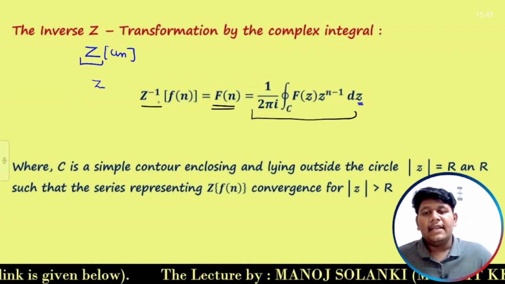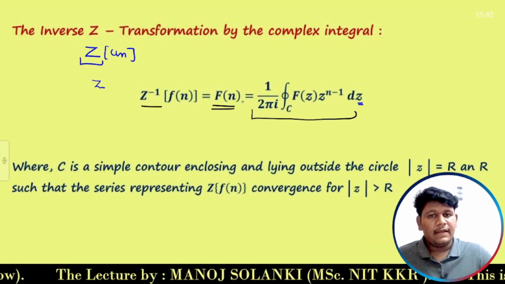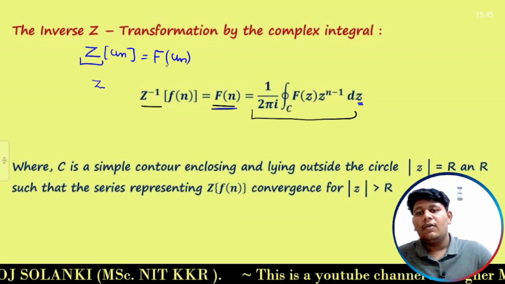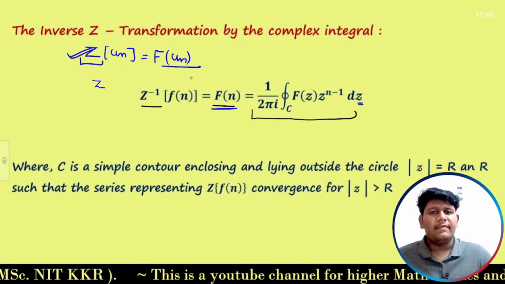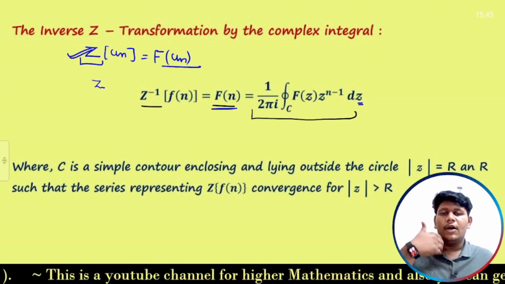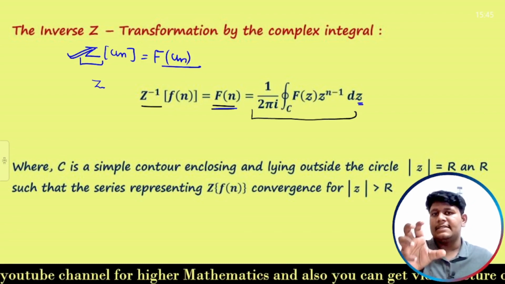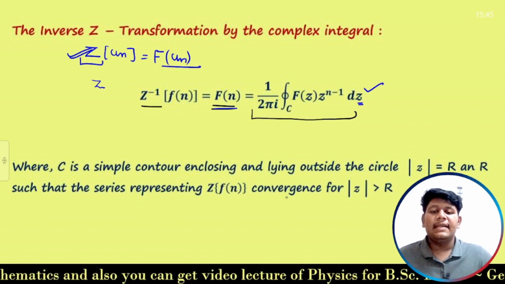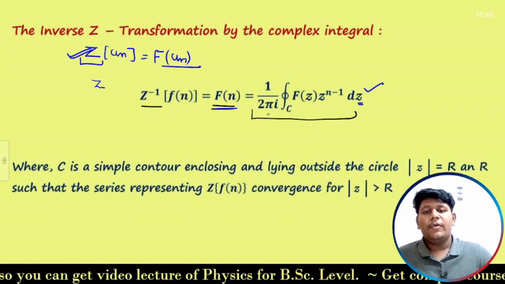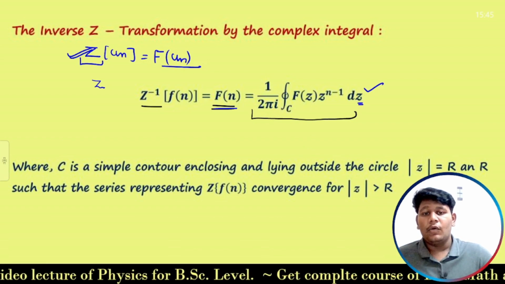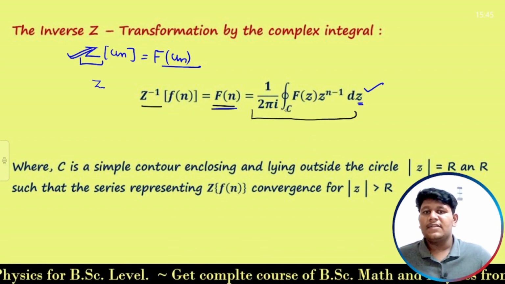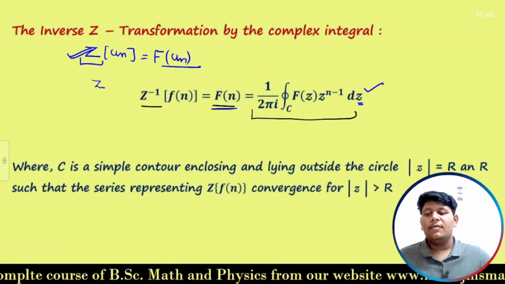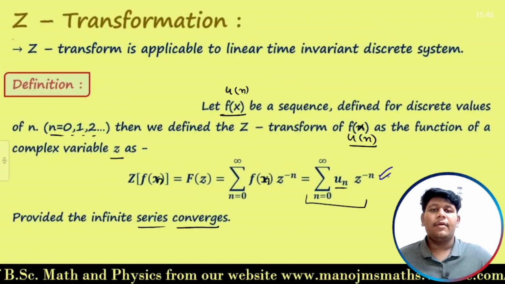So the Z inverse of F(z) is nothing but f(n), and it is also denoted by capital F of u_n. I am using this notation to denote the operator of the Z transformation. It is a complex integration on a closed contour: 1 upon 2 pi i, the closed integral over C of F(z) z to the power n minus 1. Using this formula, this has been created.